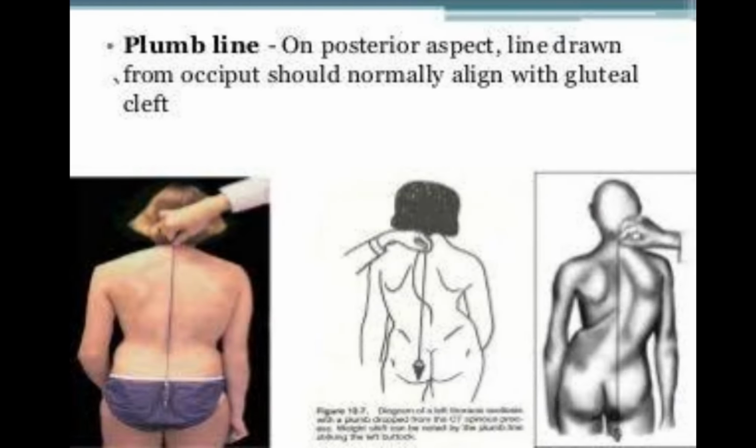Then again, we have a test, Plumb line. On the posterior aspect, a line is drawn from the occiput and it should normally align with the gluteal cleft. And if it is not centrally lined, then it is scoliosis.